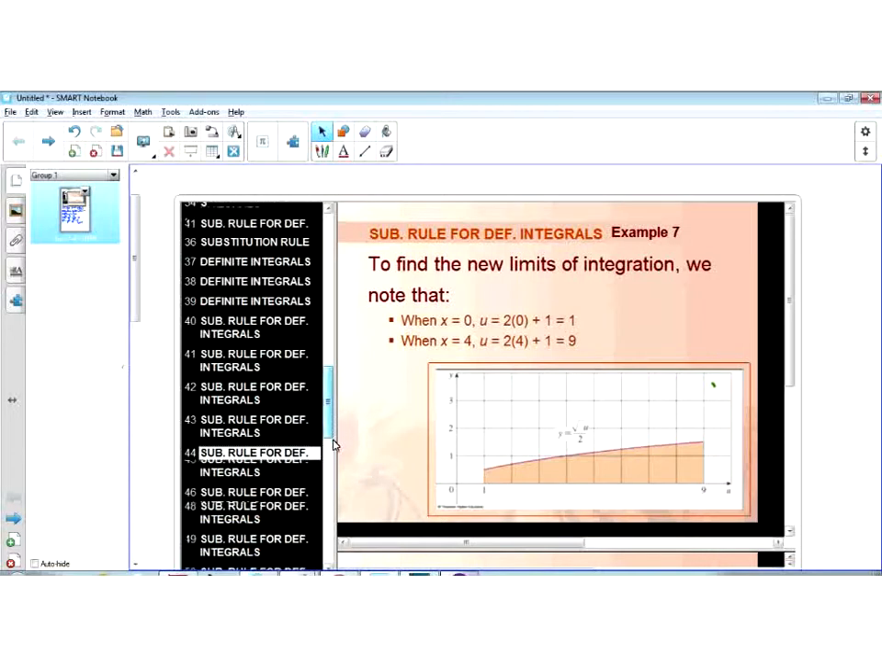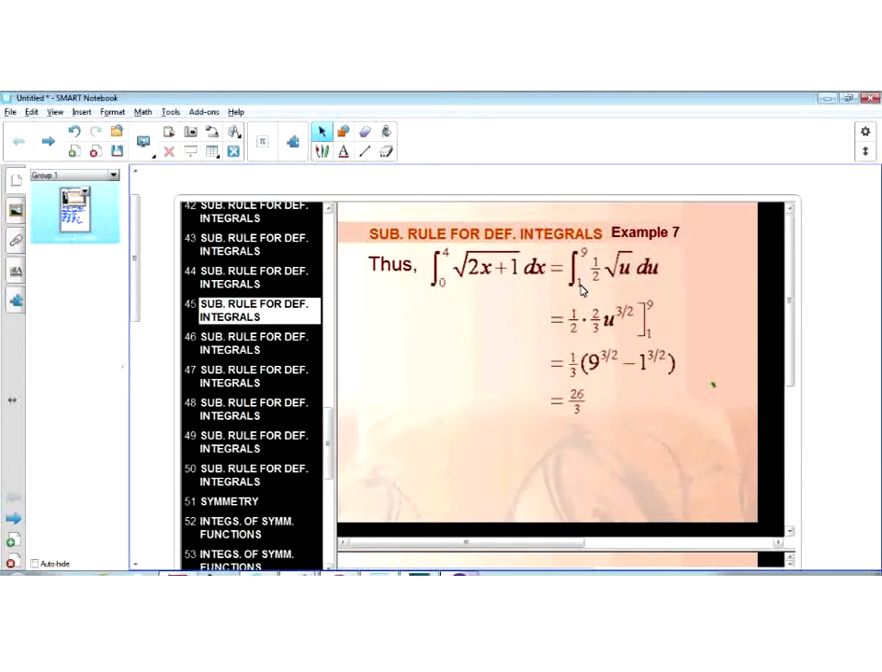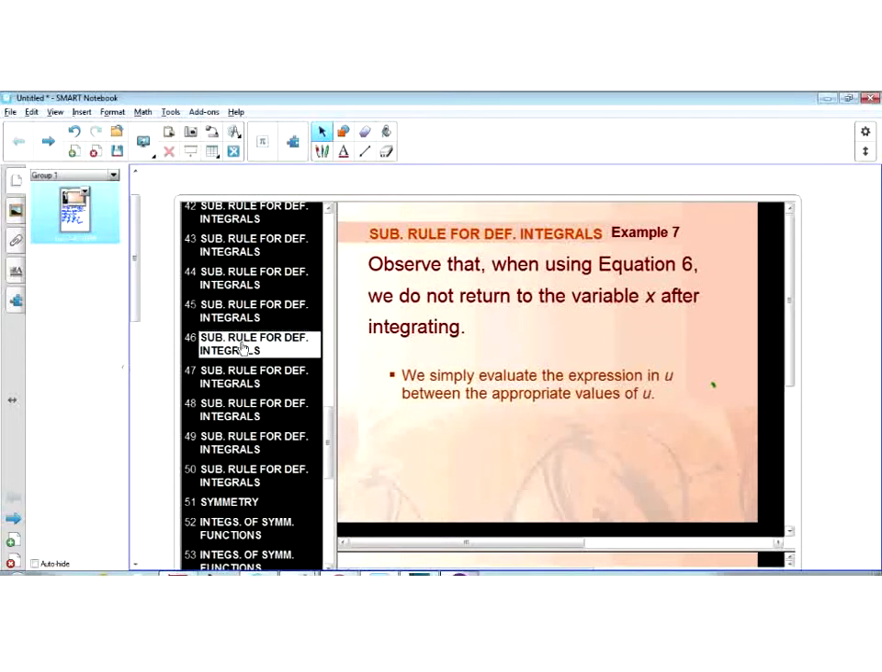And here they go. As you can see, they replaced the bounds and then proceeded to evaluate the definite integral. Then you never have to return to x. You're just chasing a number. A definite integral is just going to give you a number.